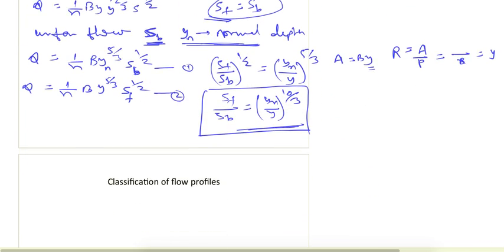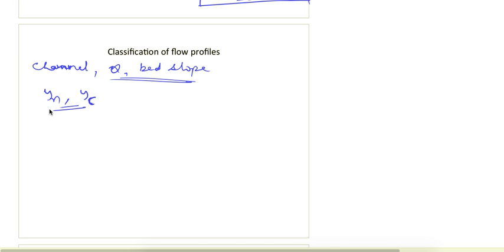Now we will do the classification of different gradually varied flow profiles using the above formula. If you are given a channel, it means the channel geometry is fixed, and given the discharge and bed slope, there will be only one value of yn and only one value of yc. So we can classify our channel beds by comparing these two values. So there can be three cases.